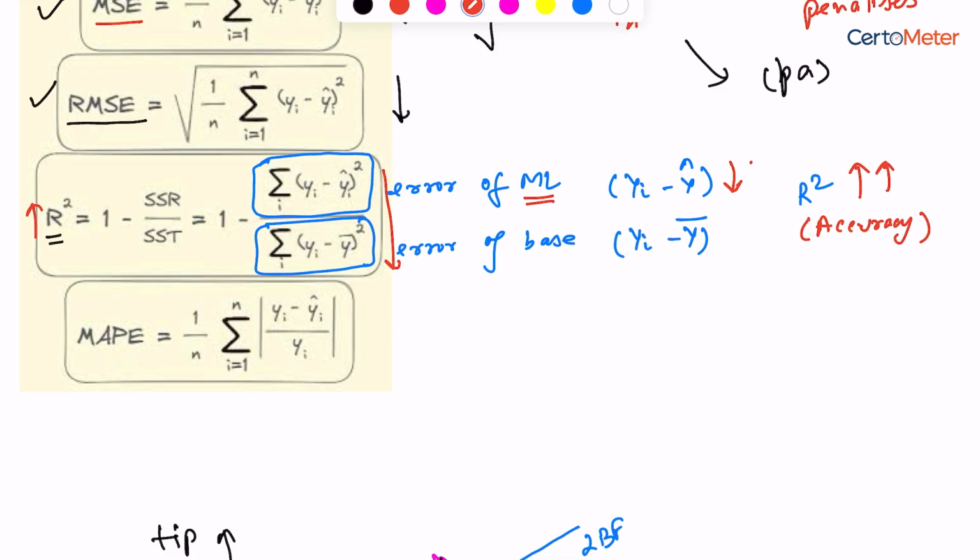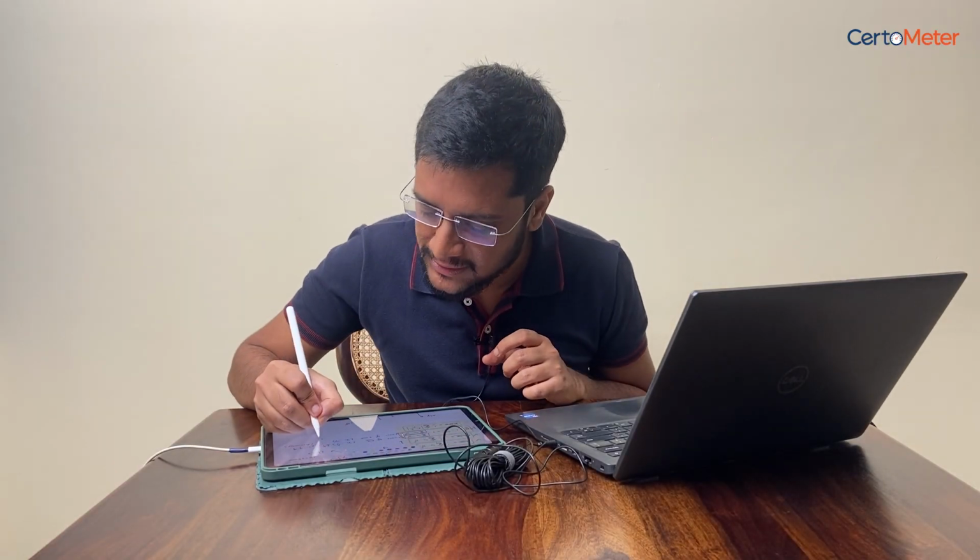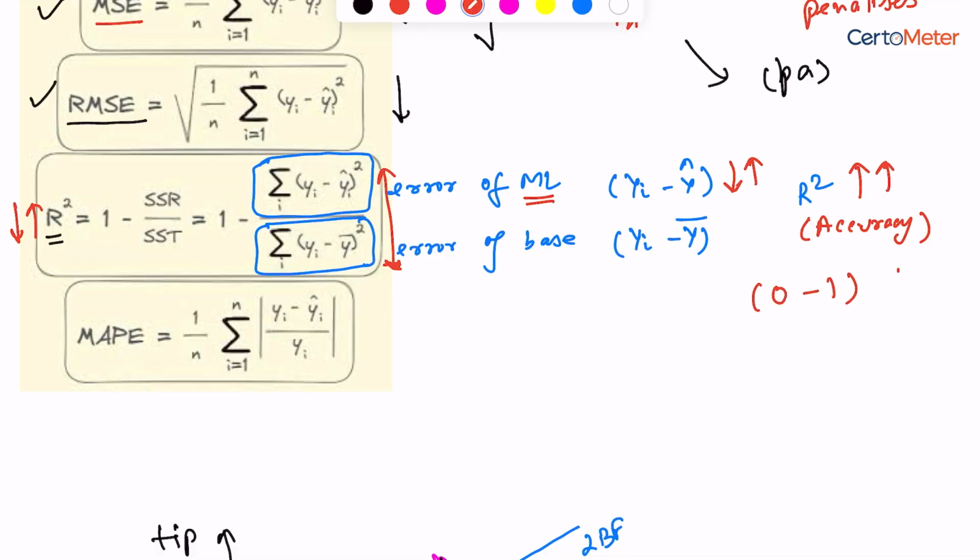Similarly, if the error of my model is high, that means this term will be higher, which means this entire term will be low. R square will be lower. That means if my model is making more error, it is closer to the base model. It is as good as the base model, which means my model is not good enough. R square is low. So R square value ranges from 0 to 1. It should be as high as possible, as close to 1 as possible.